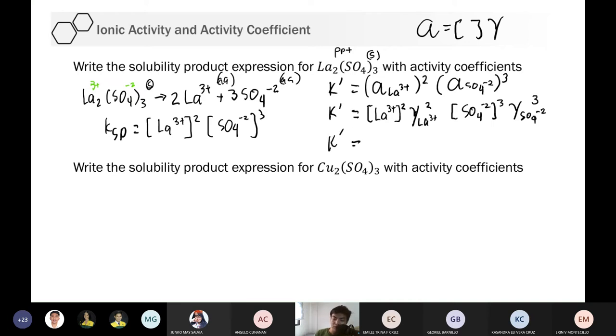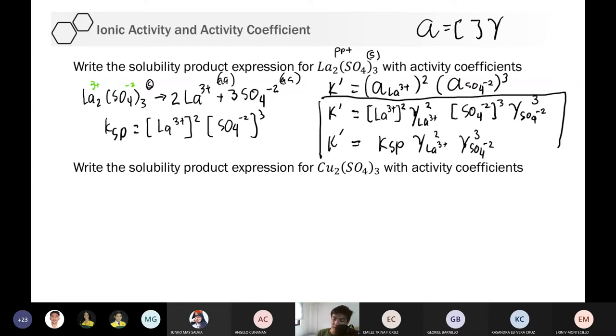However, we can combine the concentrations to write the Ksp, no? Pwede pagsamahin natin yung parehas na concentration. So we can write Ksp times the gamma lanthanum 3 plus squared times gamma sulfate ion cube. So ito yung two correct versions ng ating equilibrium constant. Ako, ito ginagamit ko. Ito, M lang yan. Pinakita lang natin dito that related yung K prime, yung correct, sa Ksp, yung original. So, yung corrected that is related to your original understanding of K, ang kailangan mo lang gawin ay i-multiply siya sa activity coefficients, dun sa ionic atmosphere factor. Ito yung nakalimutan dati.